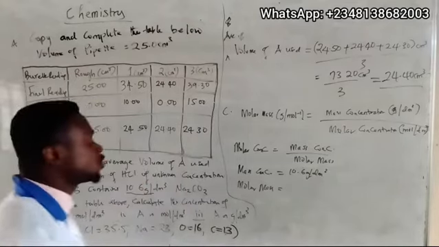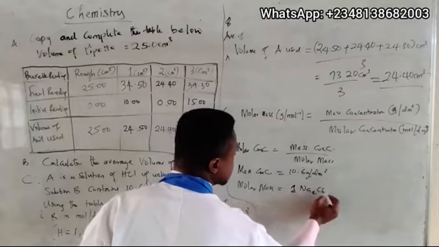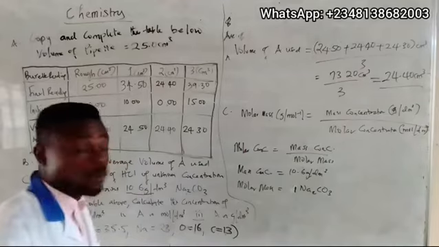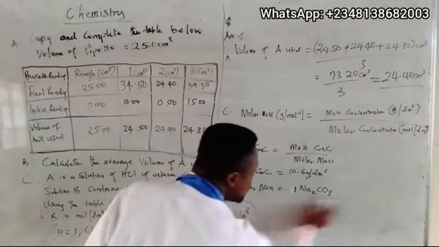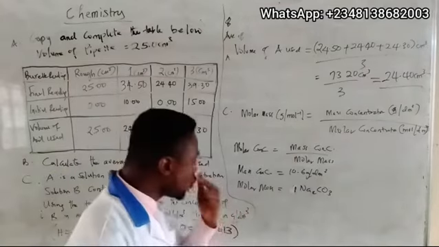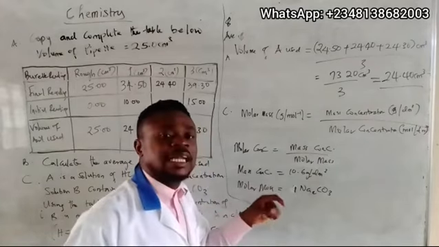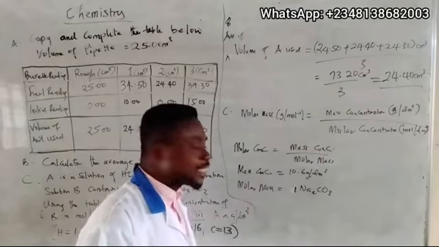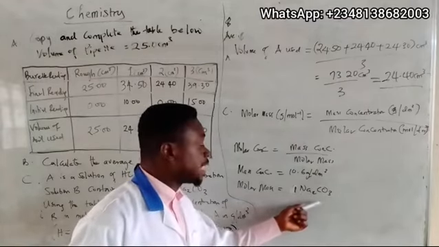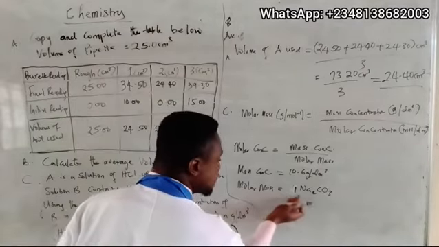Now, 1 mole of sodium trioxocarbonate(IV) can be represented like this. Even though the 1 is insignificant, let's put it so that we understand what we mean. So this is the mass of this 1 mole. To calculate the mass of 1 mole, we look at the component elements of this compound. Now we consider the mass of 1 mole of each of the atoms of the elements that form this compound.